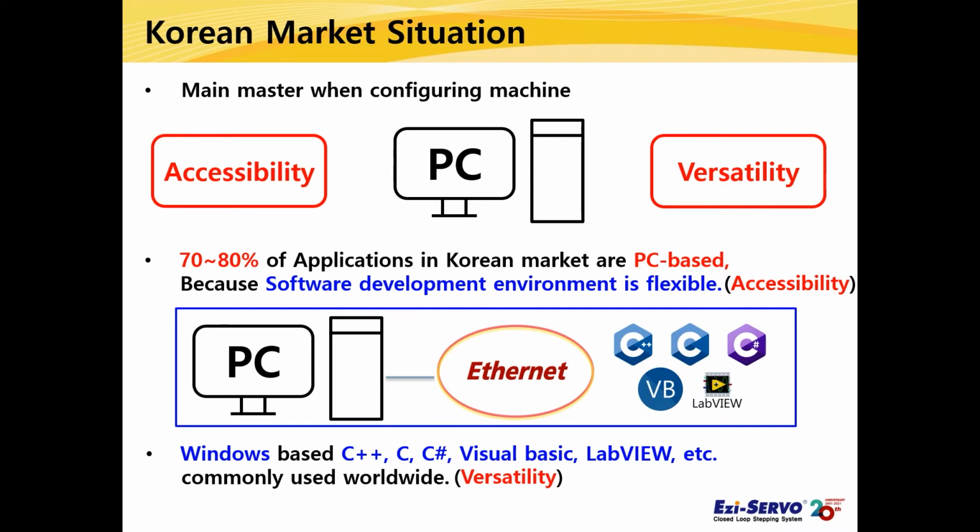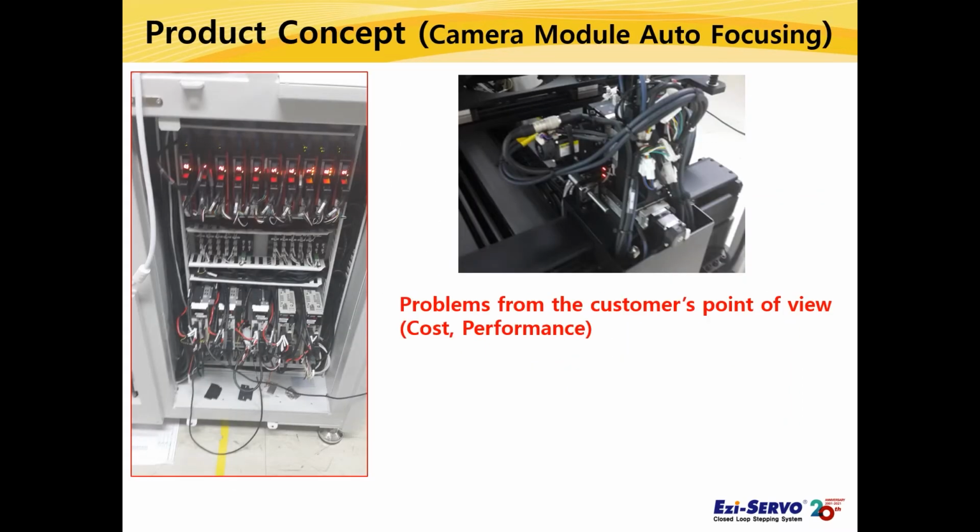Like this, when configuring the machine, FASTECH Ethernet products are used as a suitable solution in the Korean market. That accessibility and versatility are important. Now, using an actual machine as an example, I would like to introduce the concept of Ethernet product development.